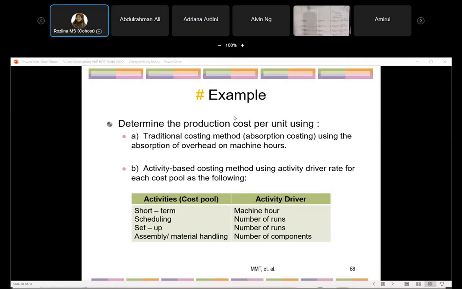Okay, who was it, Remy? What is overhead cost? It is the cost that you have to incur other than the direct cost. Because you have the direct cost such as material and labor. Can you see the bottom part here?